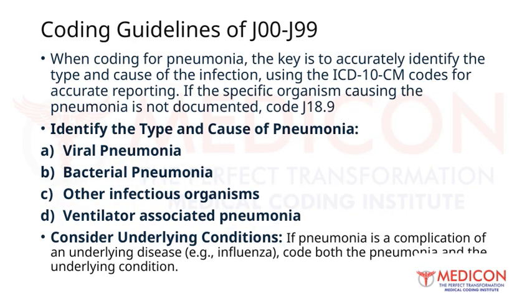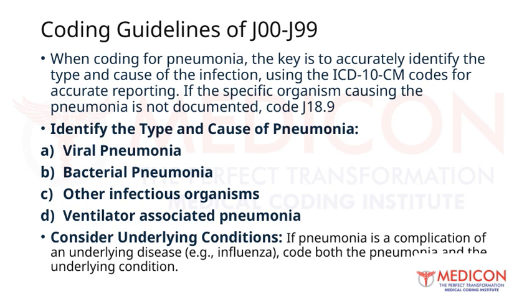When coding for pneumonia, the most important thing is to accurately identify the type and cause of the infection. This means using the correct ICD-10-CM codes to ensure the reporting is precise. If the specific organism causing the pneumonia isn't documented, you should use the general code, J18.9. It's essential to identify the type and cause of pneumonia clearly, whether it's viral, bacterial, caused by other infectious organisms, or related to ventilator-associated pneumonia.